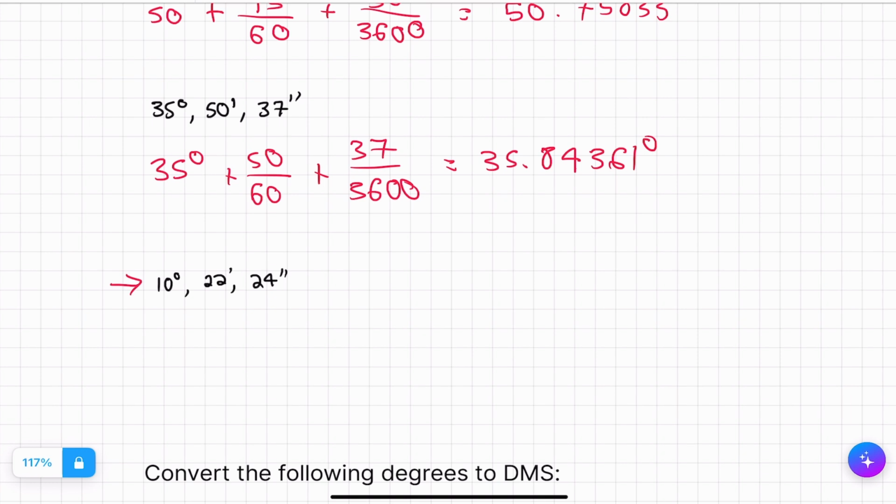All right, hopefully you tried that. But if you didn't or you need help, let's go over it now together. We're going to follow the same exact process. We just write our 10 degrees, then we add 22 over 60 minutes, then 24 seconds over 3,600 seconds. We'll plug this into our calculator and we'll get 10.3733 degrees.